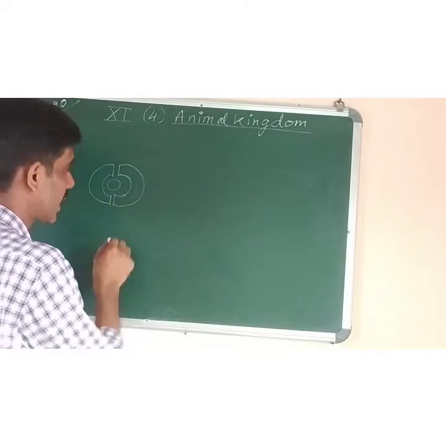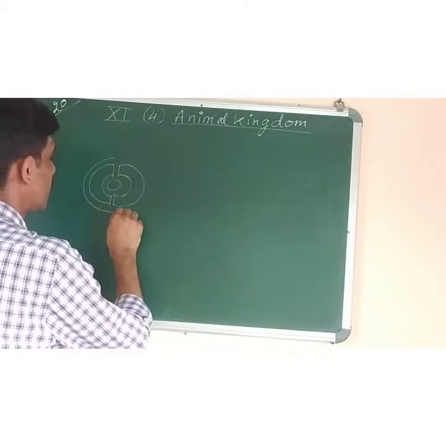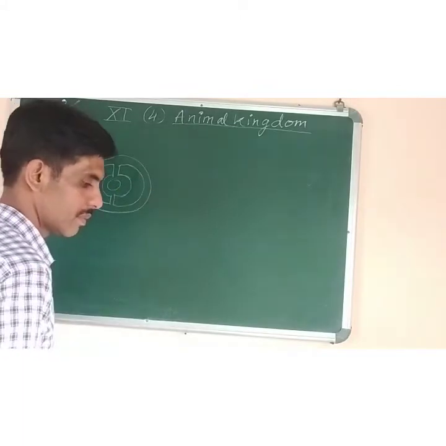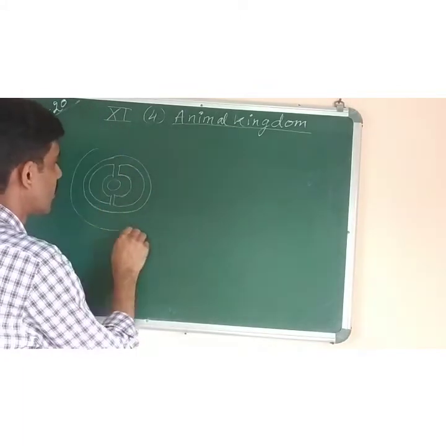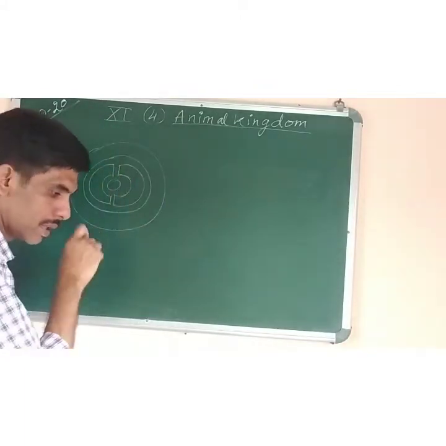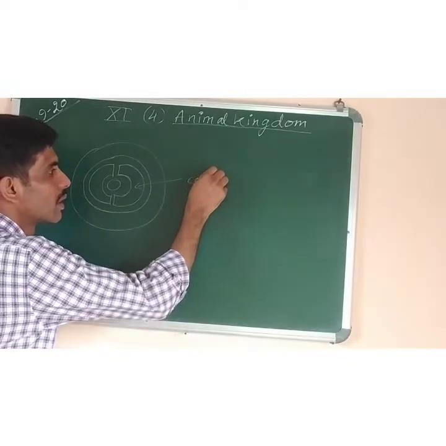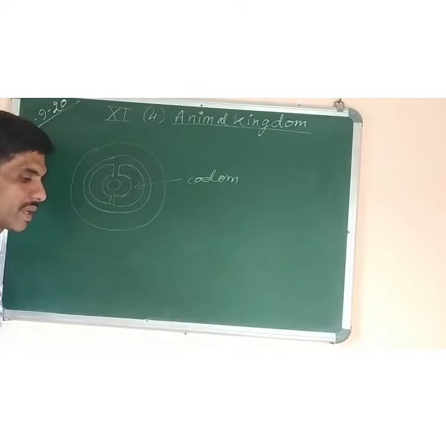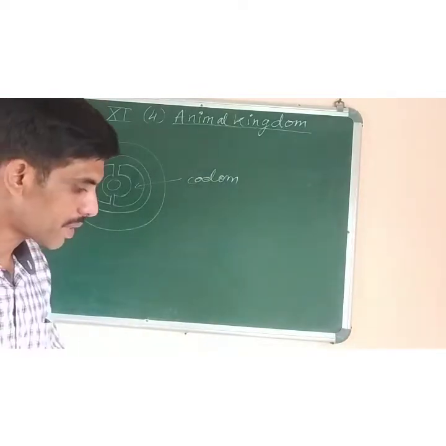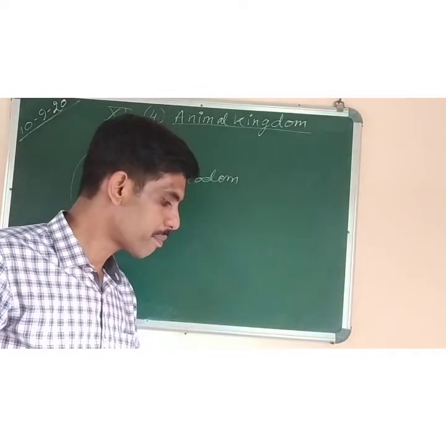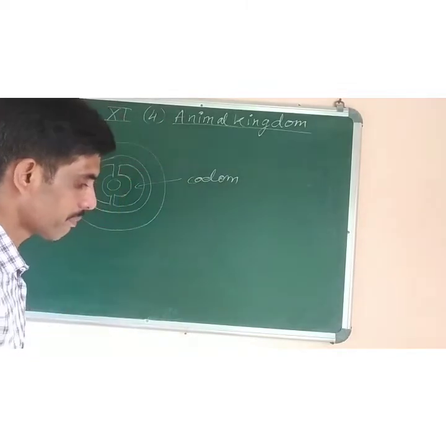Okay, can you see the diagram? A layer of cells is shown. Now see, this one is the coelom part which is shown here. Coelom, the body cavity. So the body cavity which is lined by mesoderm is called coelom.